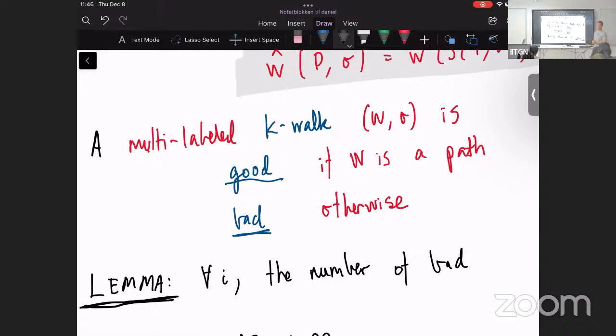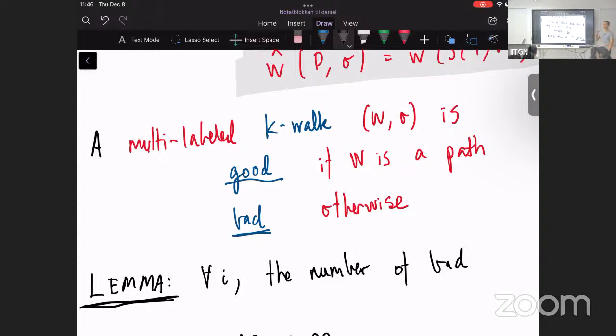Okay. Now, what is it we're interested in finding? We're interested in finding a k-path. Instead of looking for a k-path, let's look for a multi-labeled k-path. When we look for a multi-labeled k-path, we might stumble on a multi-labeled k-walk instead. That's bad. So we're going to say that a multi-labeled k-walk is good if it's a path, bad if it's not a path.